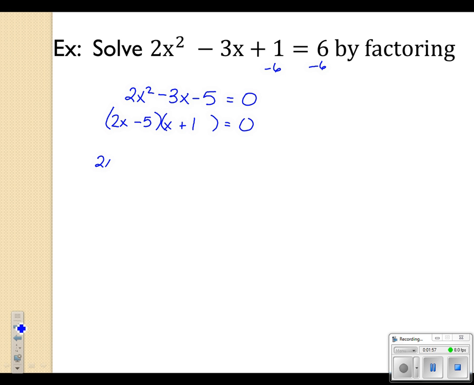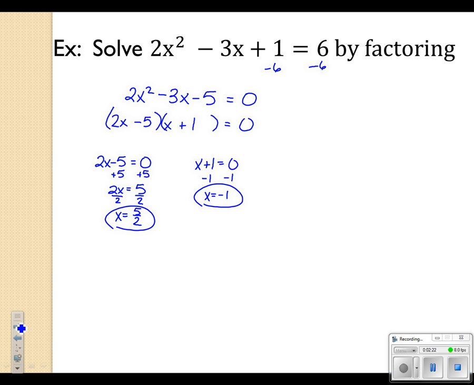So my first solution, take your first factor, set it equal to 0 and solve. Move 5 to the right. I get 2x is equal to 5. Divide off the 2. One solution is 5 halves. The next factor, and you may or may not have to set this up and solve, but if we subtract 1 from both sides, we find x is equal to negative 1. Most of you can see from the x plus 1 factor that a negative 1 will make that equal to 0.